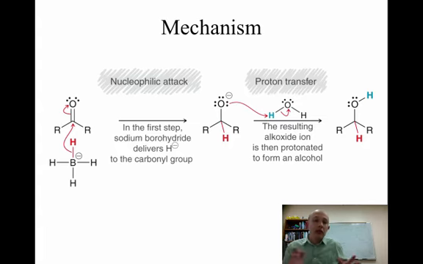So a more general version of this mechanism would be for any ketone, the hydride is going to attack the carbon and break the pi bond, right? That's your nucleophilic attack step. That's your H-. Your H- is coming from your borohydride. And in the same reaction, the alkoxide is going to pick up a hydrogen from solvent, so that this blue hydrogen is coming from the solvent, this red hydrogen is coming from sodium borohydride.